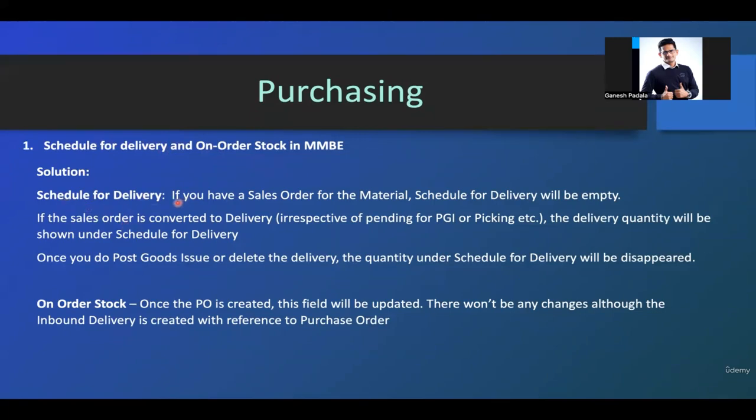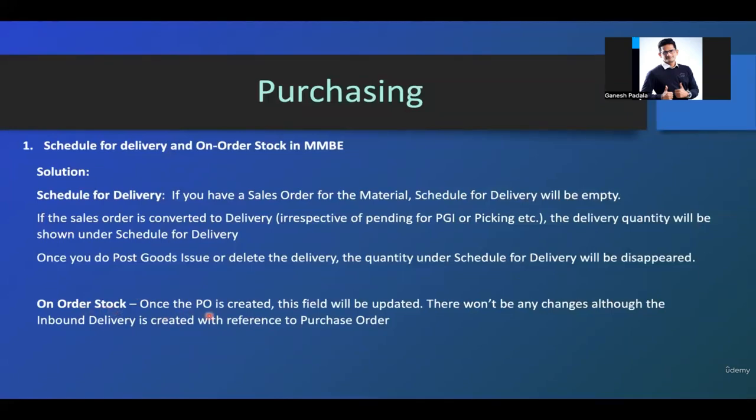Schedule for delivery: if you have a sales order for the material, schedule for delivery will be empty. If the sales order is converted to delivery, irrespective of pending for PGI or picking, the delivery quantity will be shown under schedule for delivery. Once you do post goods issue or delete the delivery, the quantity is removed. So schedule for delivery in MMBE represents the outbound delivery which is in the open stage, before goods issue, after creation.